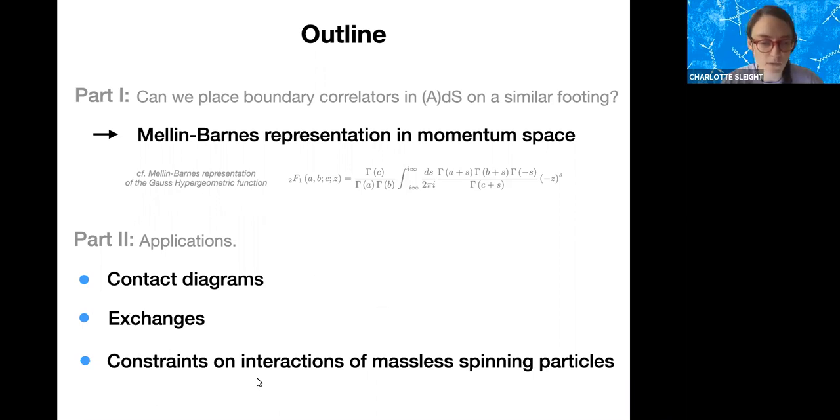And then if there's time towards the end, I'll explain how we can use this formalism to derive constraints on the interactions of massless particles, both in AdS and de Sitter, in a similar spirit to the famous Weinberg result in flat space. So before I continue, are there any questions at this point before I dive into part one?